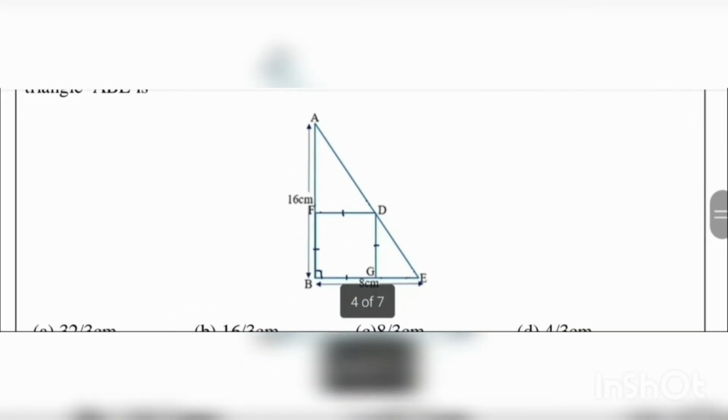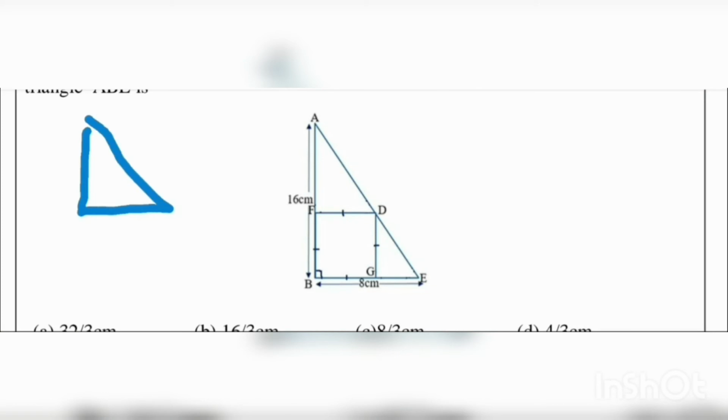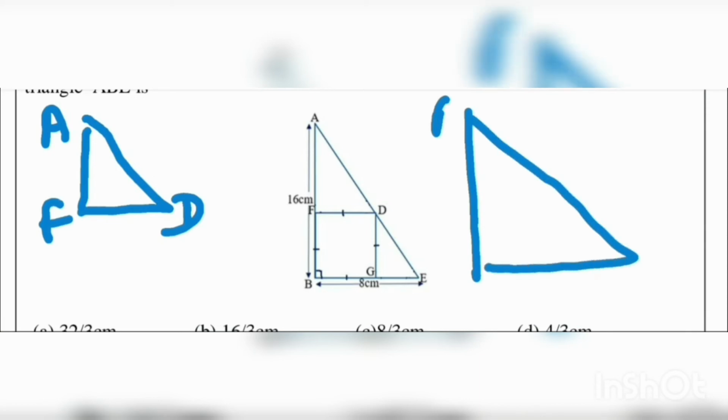Now see, here we see we have two triangles. One is this triangle, small triangle, and one is this big triangle. So I am drawing these two triangles separately. Small triangle we can draw AFD, and big triangle is ABE. This is again a question from similarity topic.